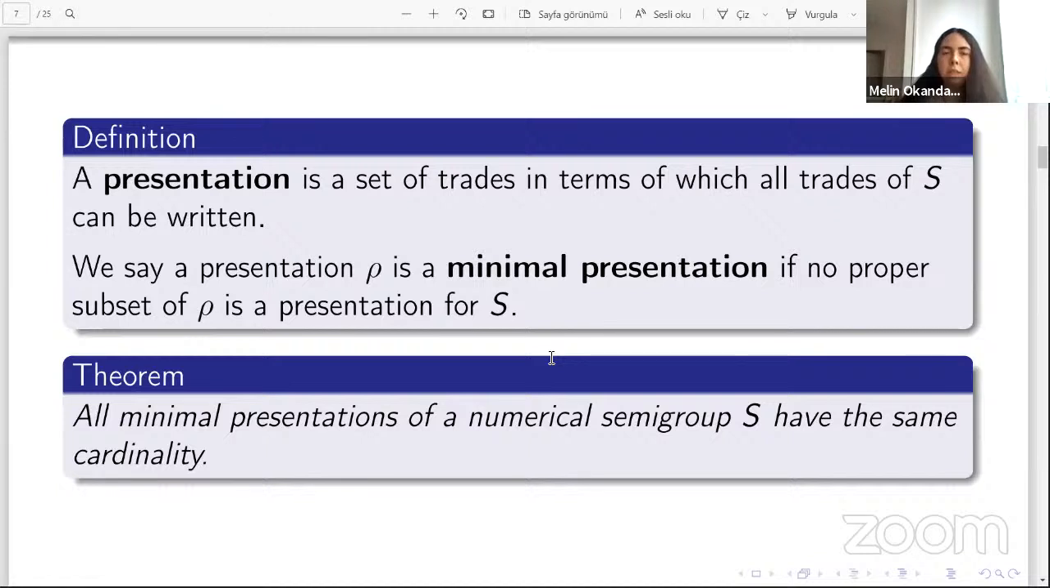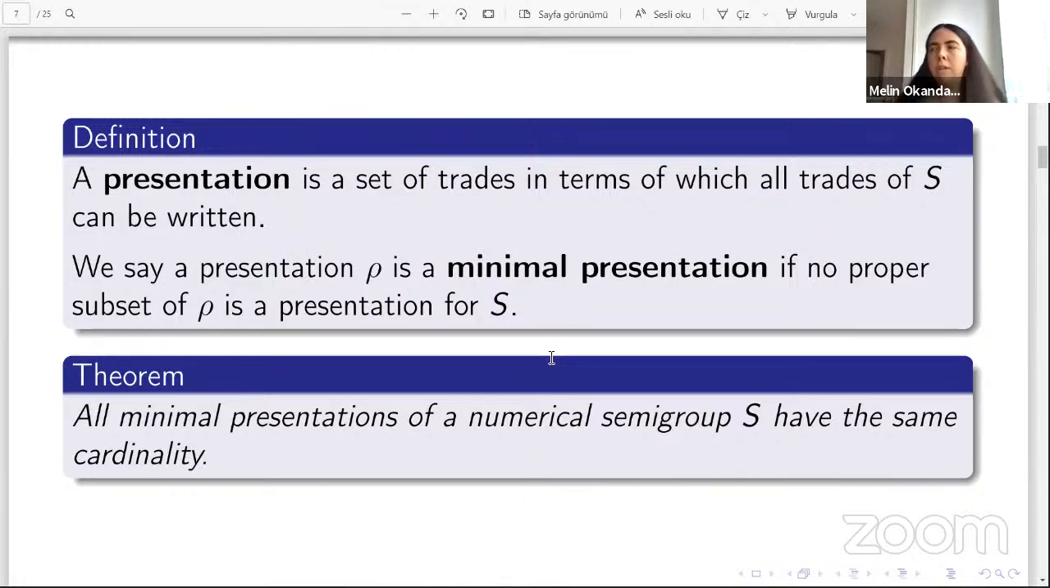Well, what is a presentation? A presentation is a set of traits in terms of which all traits of S can be written. Well, we can describe each of the traits in S using this presentation. But you may have observed that there's no restriction on these presentations. So I can have any presentation. For example, I can have an infinite set.